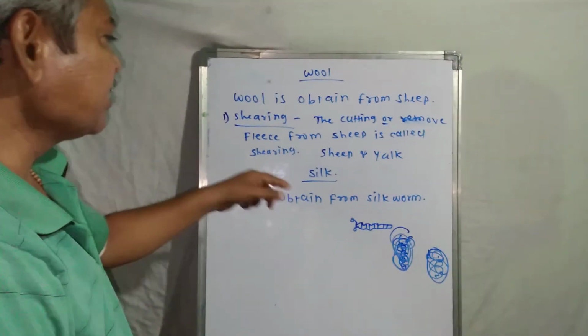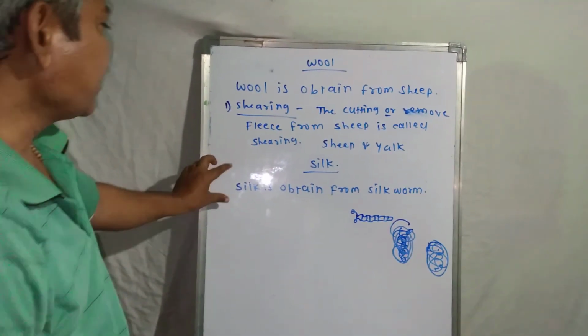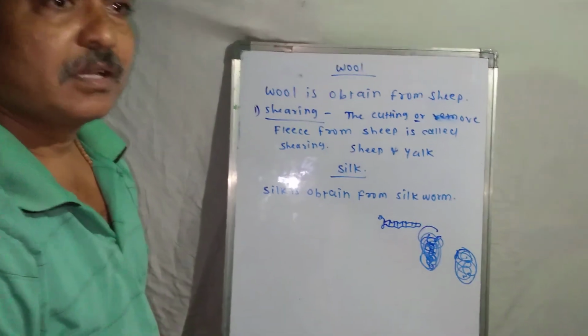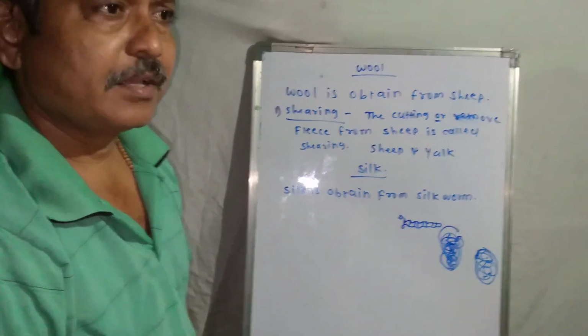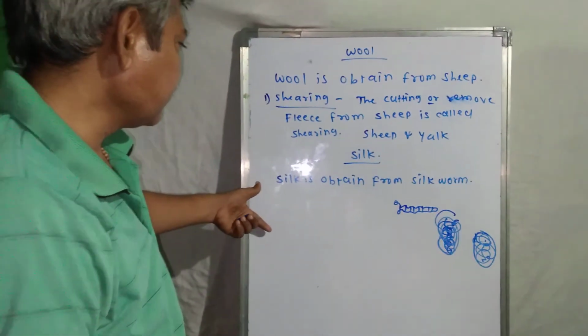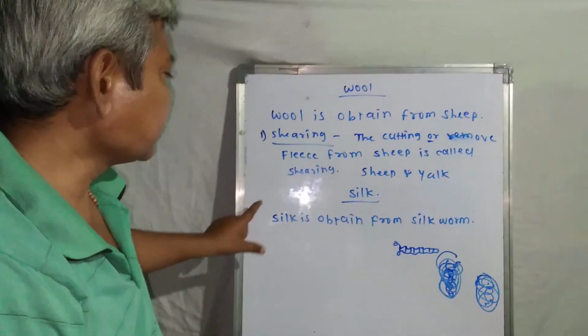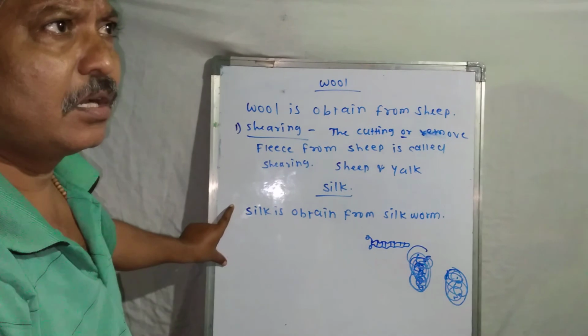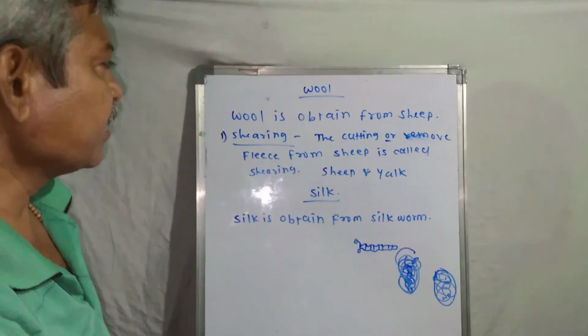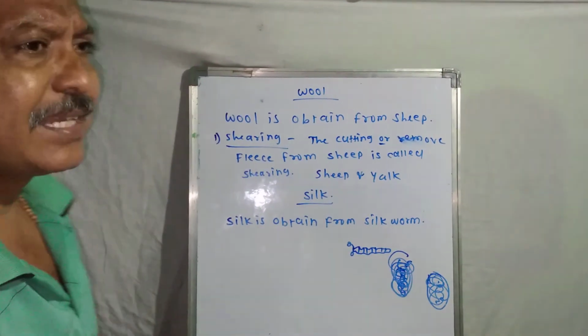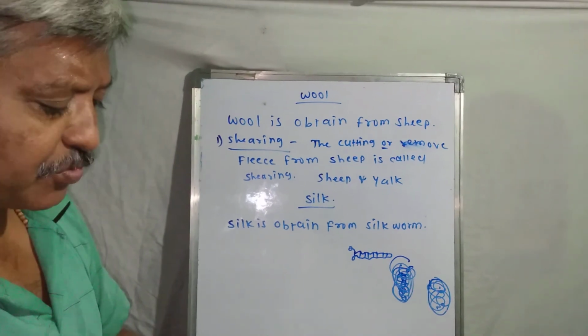So from this larva we can obtain precious silk, and silk is also a precious resource for human beings. So in this way, wool and silk are the fibers which are useful to us.